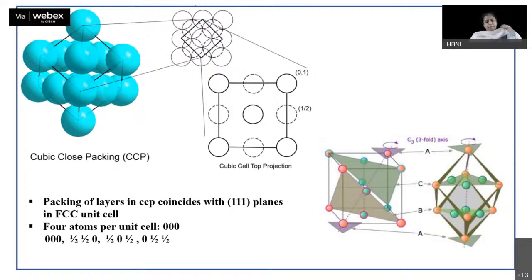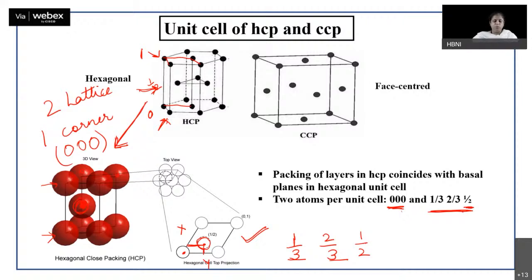But now, I mentioned one thing. I said the basal plane of this unit cell. And what is the basal plane? This is a basal plane. This is a basal plane. The basal plane of the unit cell in hexagonal close packing coincides with the packing of the layers that we talked about, AB, AB, AB, AB.